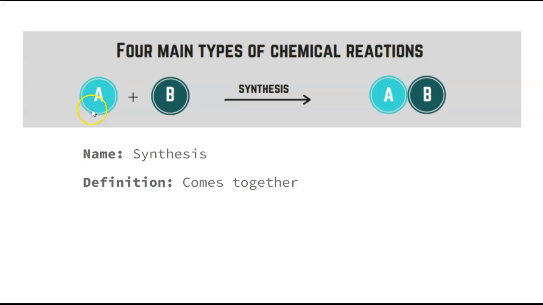So here's an example of we're taking our compound or molecule A and adding it to compound or molecule B. On the reactant side, we're going to see a plus. Then when it goes through the reaction on the product side, we're going to see A and B together as one compound.